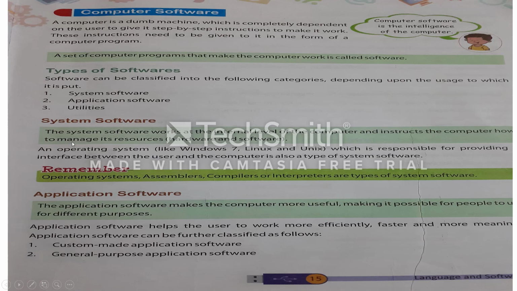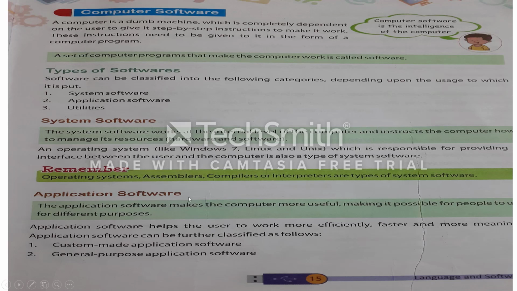Whenever you switch on the computer, you get a symbol of Windows on the screen. That is your operating system, children. Okay, so that operating system is actually your system software. Now similarly we have some other system softwares as well, like I have told you, the language translators: assembler, compiler, interpreter. They are also the system softwares, children. Okay, so this is the system software which actually deals with the software which is inside the system.